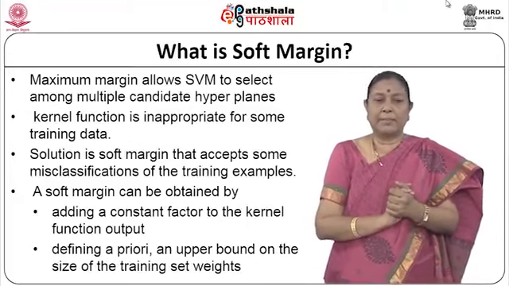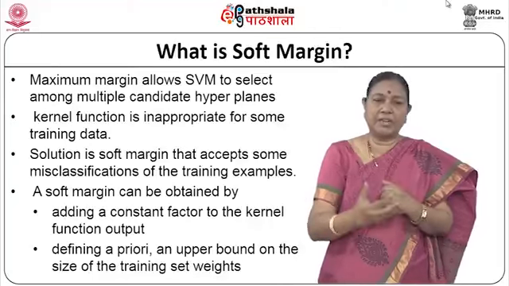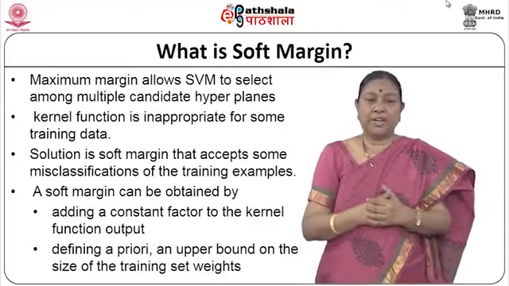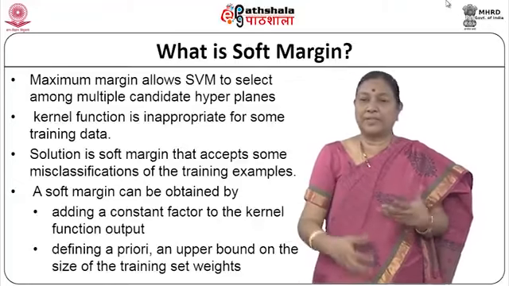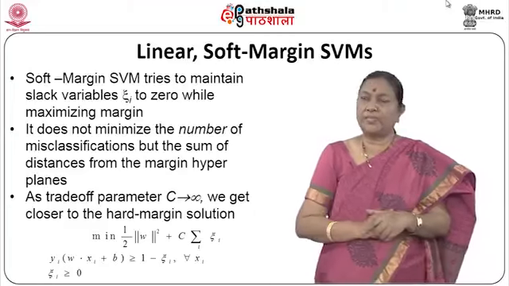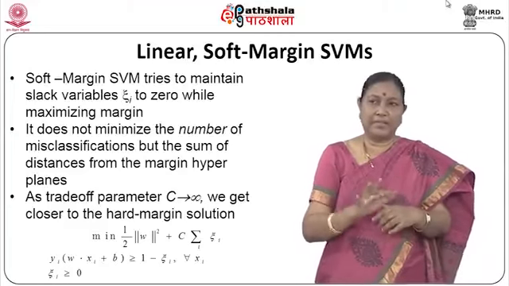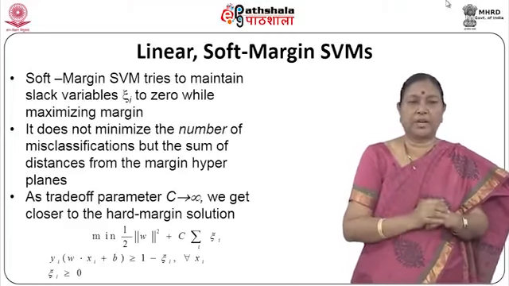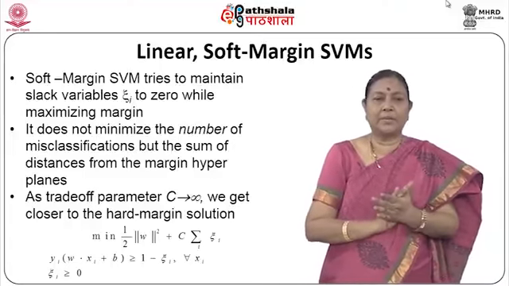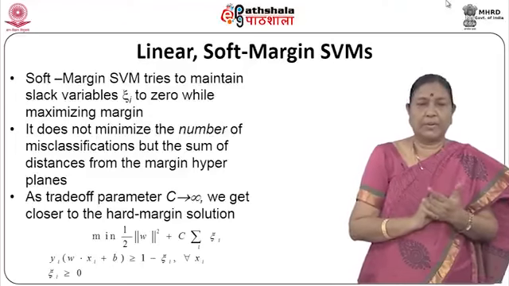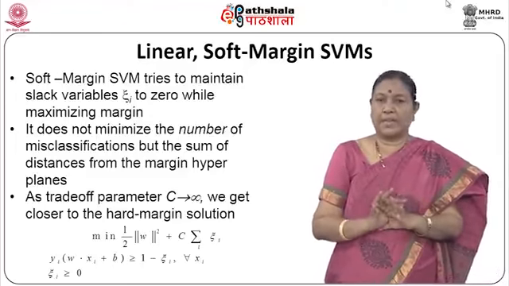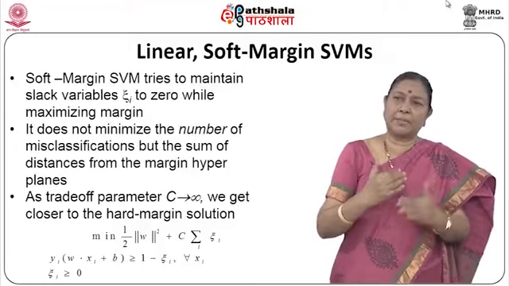A soft margin can be obtained, as we said, by adding a constant factor to the kernel function output if it is already using a kernel, or you can define a priori an upper bound on the size of the training set weights. Okay. So, the linear soft margin SVMs, so you can have linear also and non-linear also. We here are talking about the linear. Soft margin SVM tries to maintain the slack variables eta 1 to 0 while maximizing the margin. It does not minimize the number of misclassifications, but the sum of distances from the margin hyperplanes.